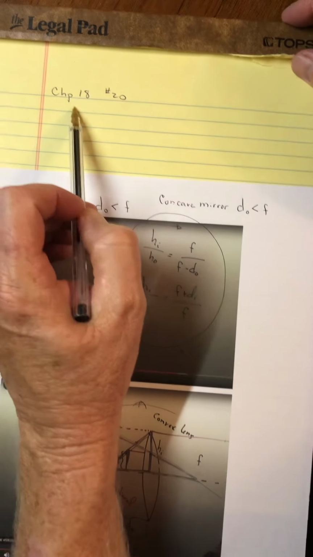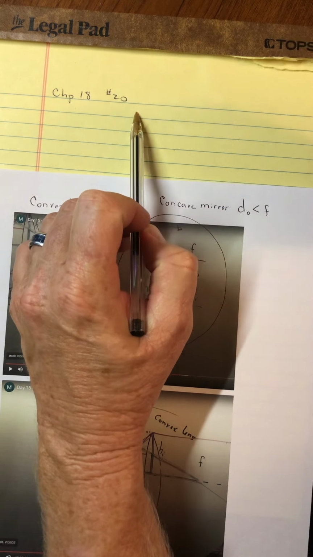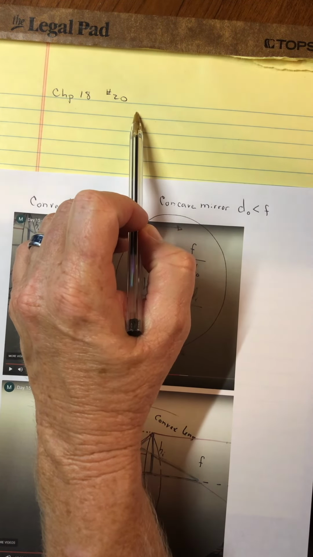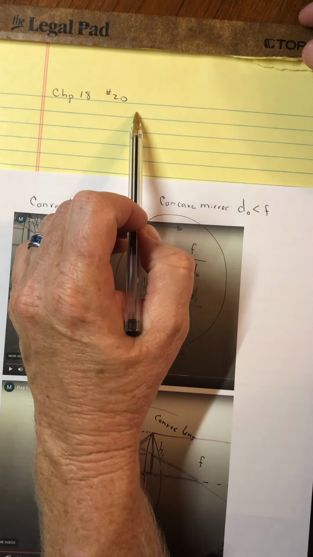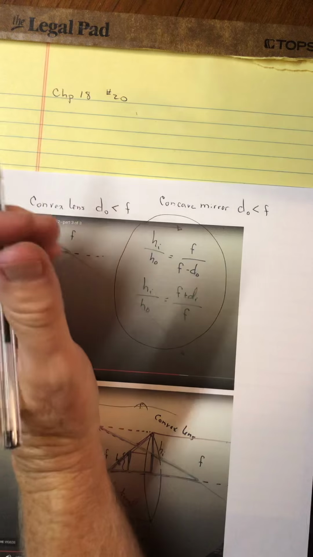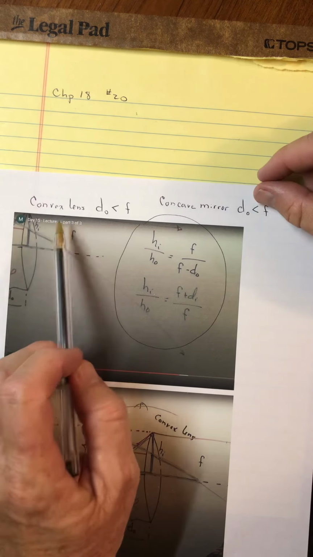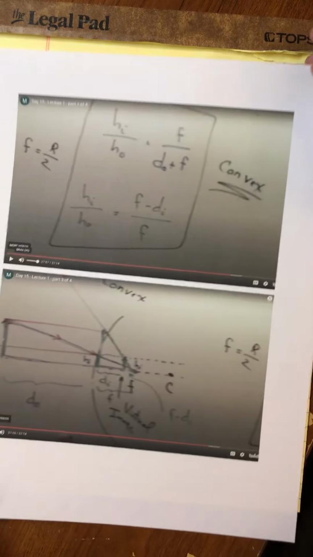If I go back to problem number 20, it says, where is the image of an object that is located at the focal length of a diverging lens? Now, a diverging lens is the concave lens. So this doesn't apply. That's our second scenario. There are only 3 scenarios, so this last one should fit.